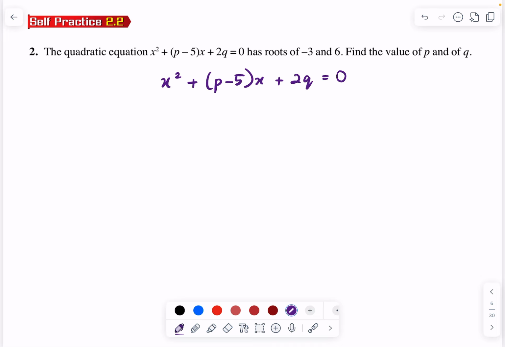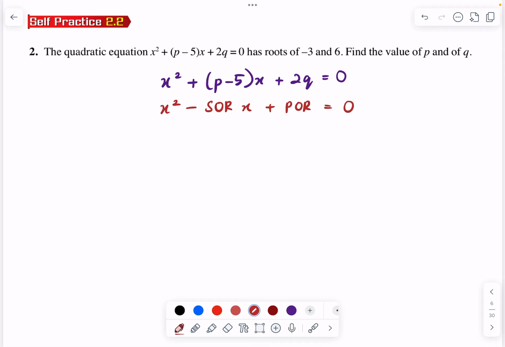The general form is x squared minus (sum of roots)x plus (product of roots) equals 0. So from here, if we compare, minus the sum of roots is the same as P minus 5, and the product of roots will be 2Q.